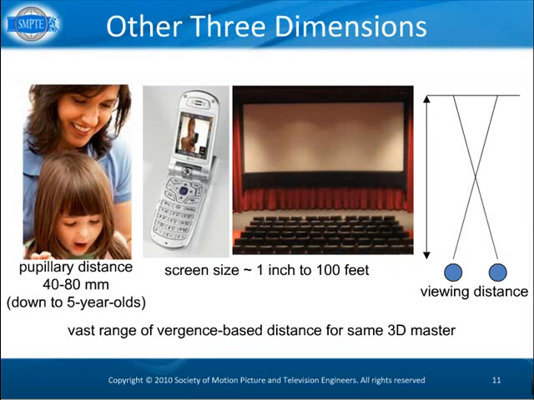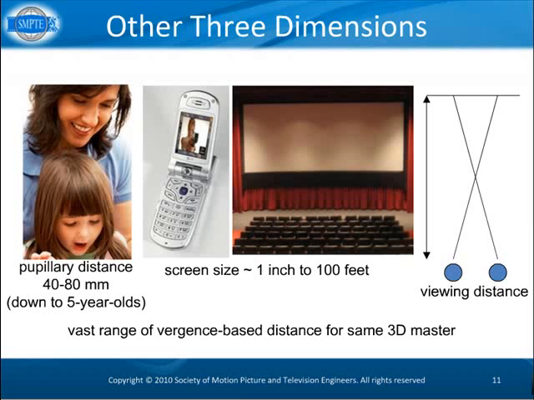Here are the other 3 dimensions of 3D. One is pupillary distance. Not everyone has the same pupillary distance, or distance between the centers of the pupils of the eyes, and there's particularly a difference between children and adults. Down to 5-year-olds, you might go down to about 40 millimeter pupillary distance. Adults can go to as much as 80 millimeters. There is a case on record of a 15-year-old girl who had a 43 millimeter pupillary distance. And for children younger than 5, there can be considerably smaller pupillary distances.